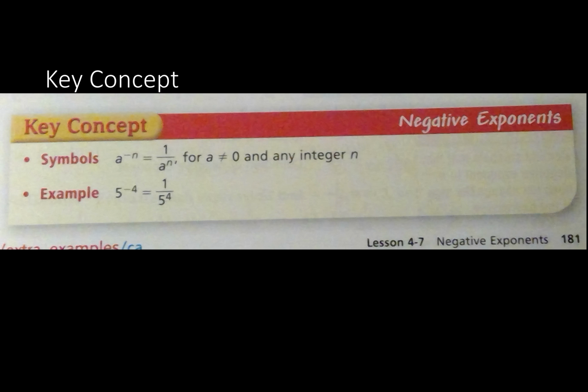So here's that in a lot less words. Negative exponents: for whatever the base a to the negative exponent n is the same as 1 over a to the n, as long as a is not 0, and the n has to be an integer. So that's kind of a quick why this works.